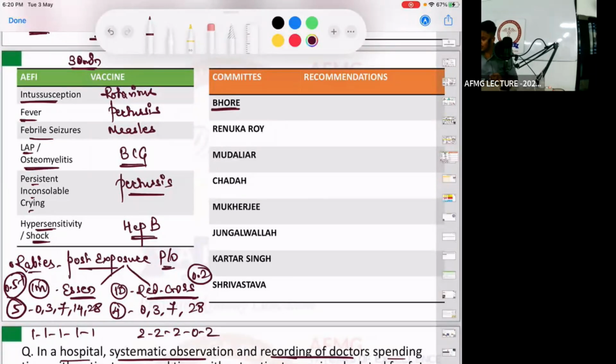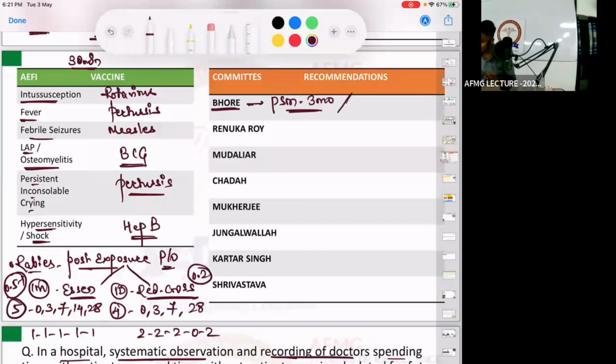Okay, so this Bhore Committee bored us with the recommendation of PSM for 3 months. So out of 12 months of internship, 3 months should be PSM. Who bored you with this? Bhore. So Bhore committee bored us with PSM 3 month mandatory internship.